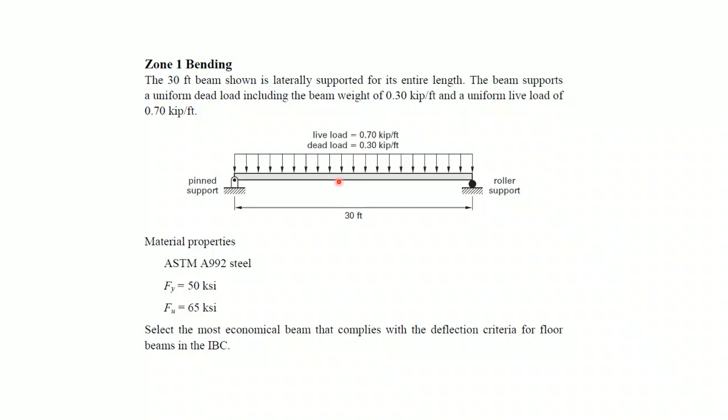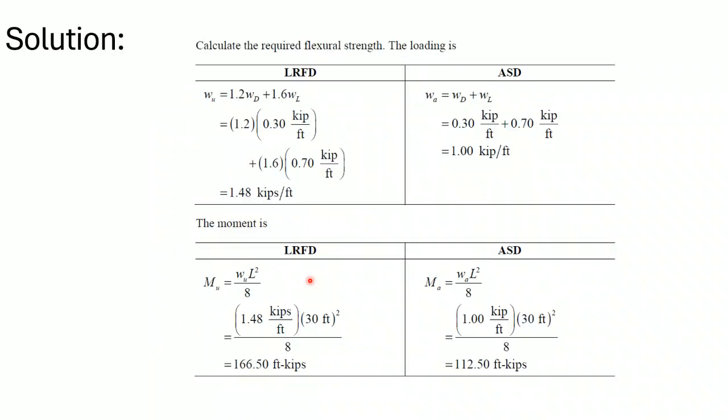Here, as you can see, a beam is simply supported. There's a live load and dead load, which are uniform loads. And it says select the economical beam that complies with the deflection criteria for a floor beam in the IBC. So I'll just go with a basic outline.